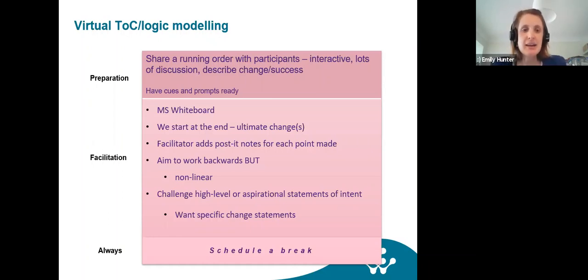And they might do that by putting their hand up, calling out, putting something in the chat box. So the point I'm getting at is that this is really about capturing everyone's views and everyone feeling like they've had a chance to contribute. So we do try to work backwards, but I would say it's not linear.